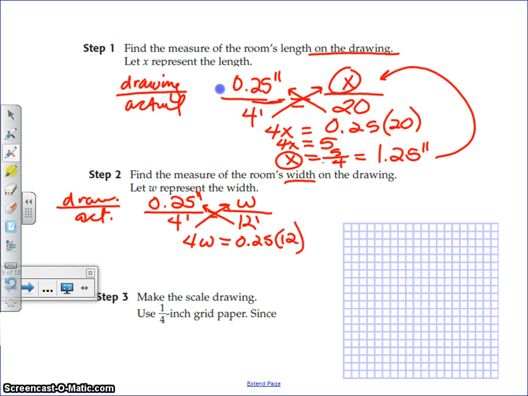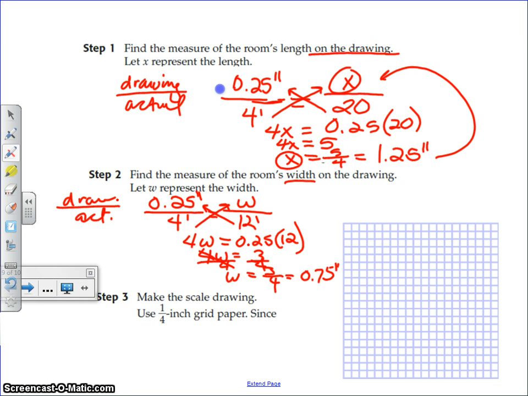And we find out that 0.25 times 12 is 3. So we have 4W equals 3. Divide both sides by 4. We get W equals 3/4, or 0.75 inches.